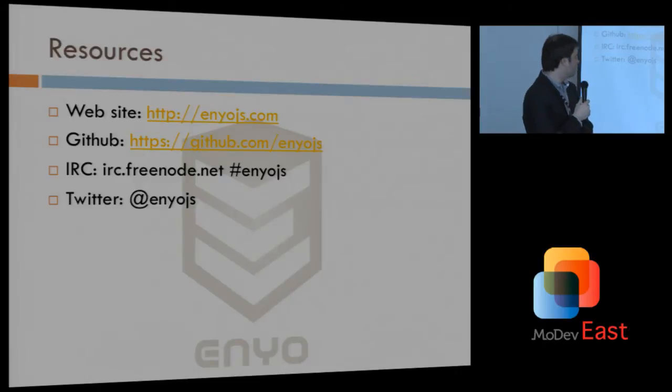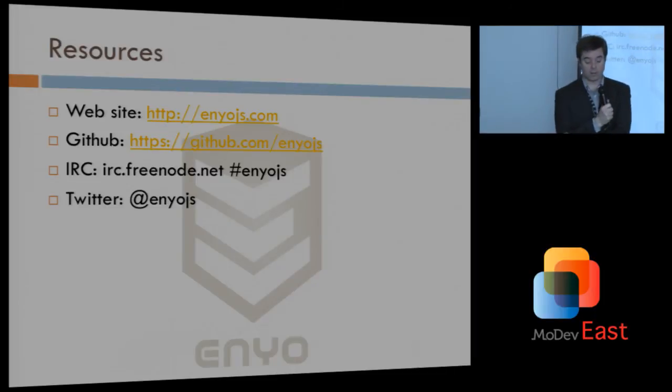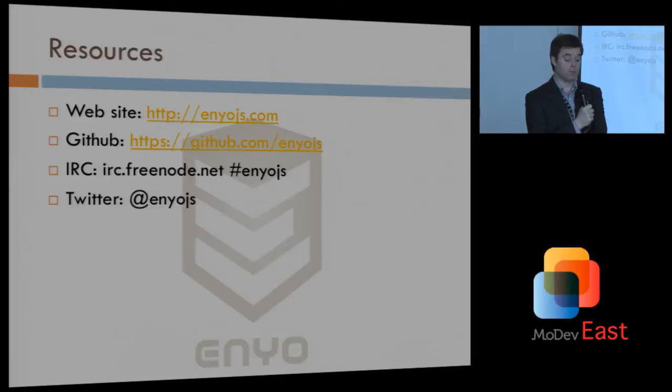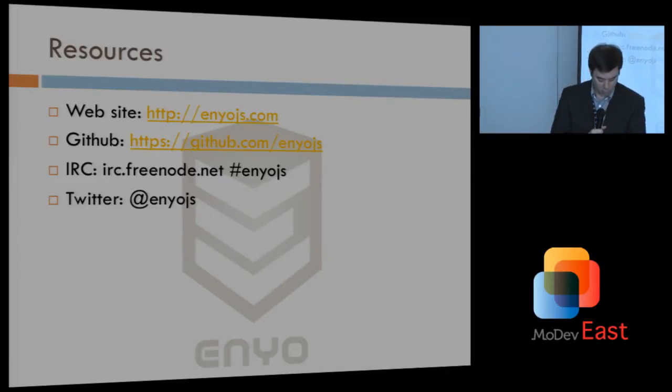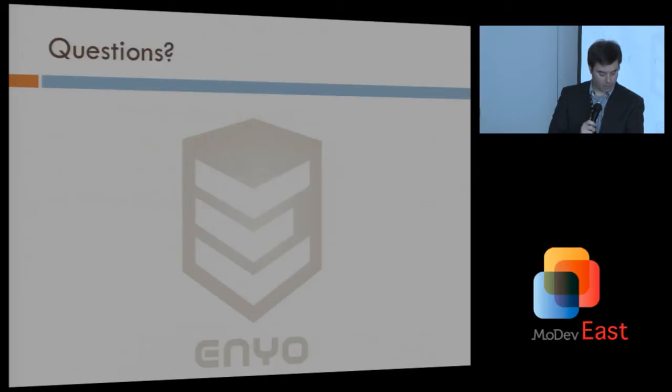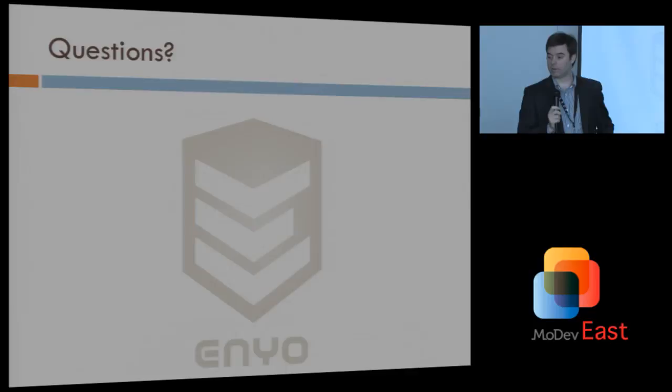All of the source code is on GitHub at github.com/EnyoJS, and I encourage you to take a look at that. There's a lot of good information in there. The source code is very readable, and you can learn a lot just by looking through the core of Enyo. There's also an IRC channel, and our Twitter handle is EnyoJS. And that does it. That was pretty fast.